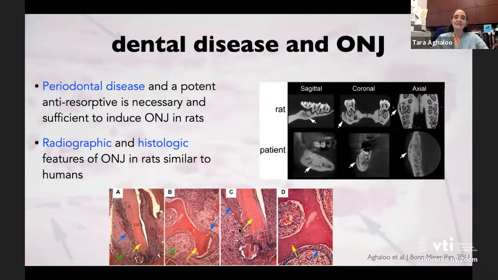So these A and C are from the rat, and if you look at the high power, you can see inflammation. We can see bone sequestrum and necrotic bone, and the same thing in our patient, which is here and here. And so what we found was that it was very similar. And as I said, we did the same study in looking at periapical disease, and the same picture was seen.